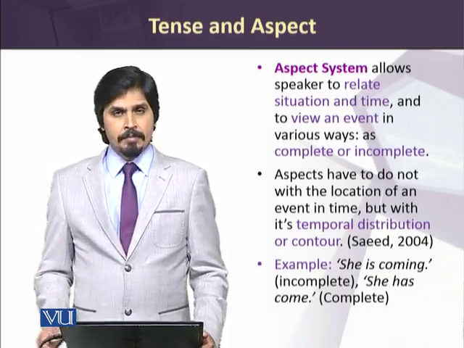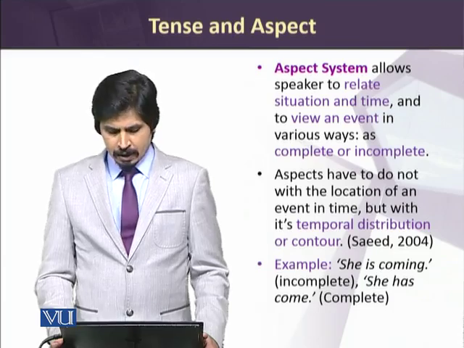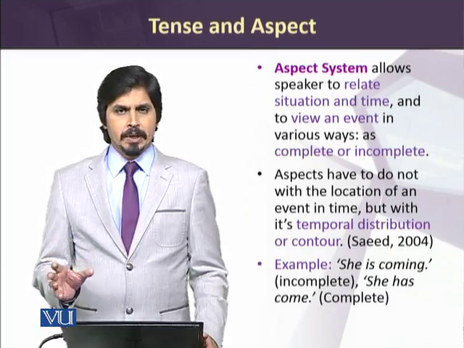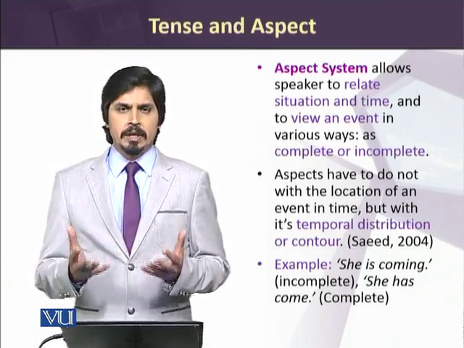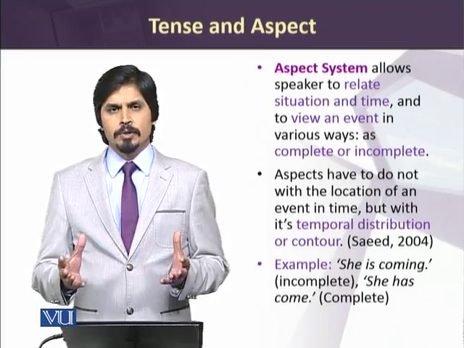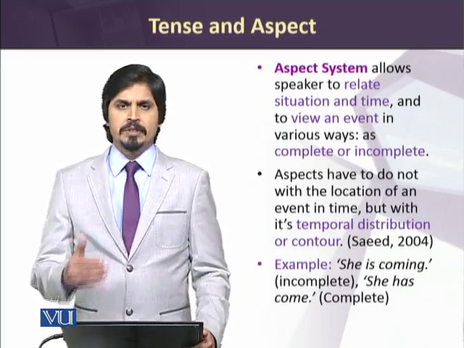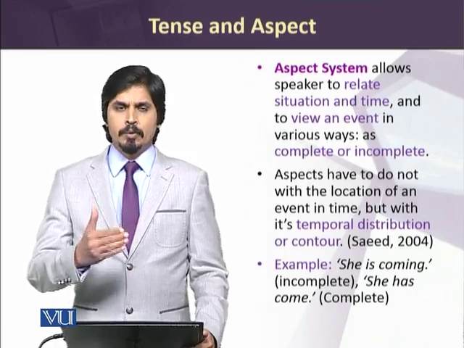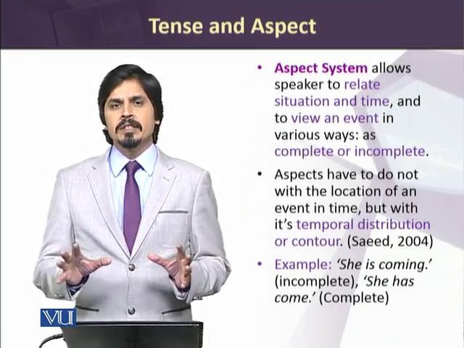We can see the example, she's coming and she has come. The first example, she's coming, is incomplete. We are not sure that the action is complete or not. She is coming. But has she come? We are not sure of it. She has come is a complete action. She has reached. The action is complete.